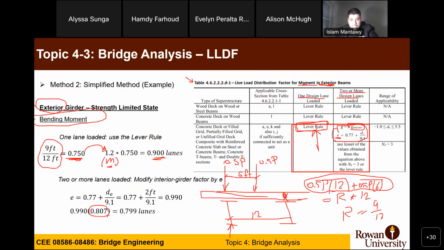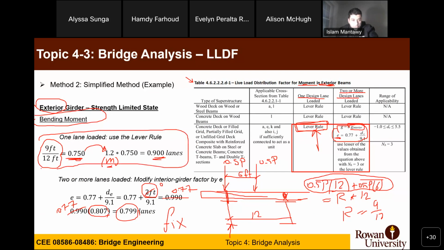Because the load is exactly on top of the exterior. So please correct for me for this one. This should be 0, and this should be 0.77. So this factor should be 0.77, and this has to be modified. Okay, I'll fix it. But anyway, the one lane load governs. Okay.